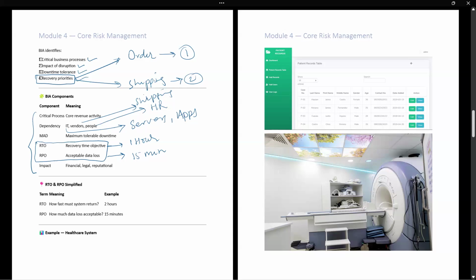So remember these terms. Maximum tolerable downtime is how much downtime your company can withstand without losing the business. Recovery time objective is how much time you are going to take to recover from a failed activity. Recovery point objective is how much data you can lose. Then the impact. Impact could be financial, legal, reputational, anything, right? Any questions?